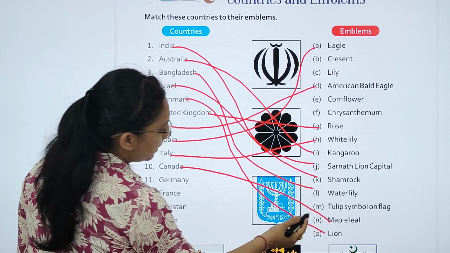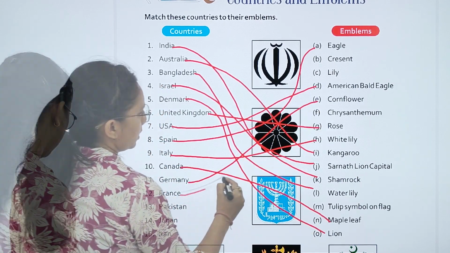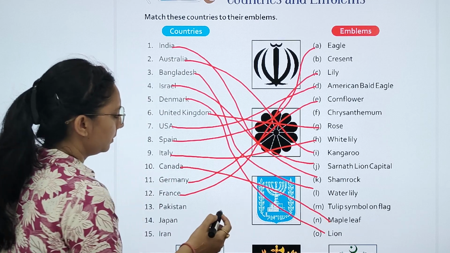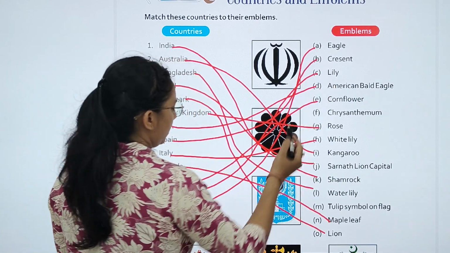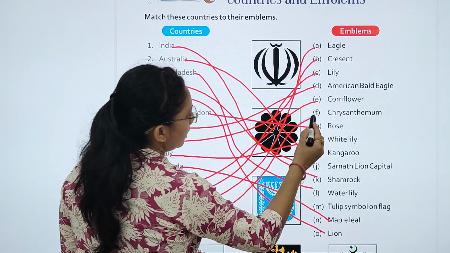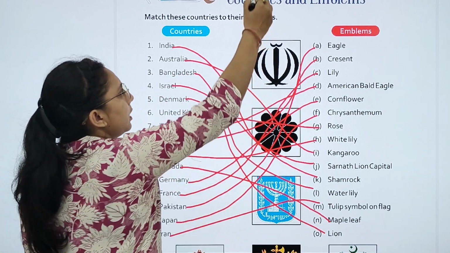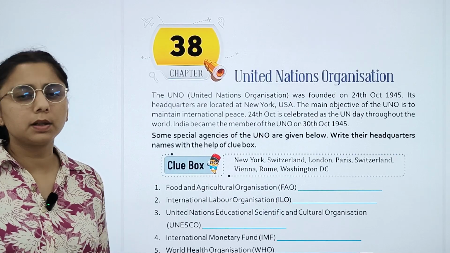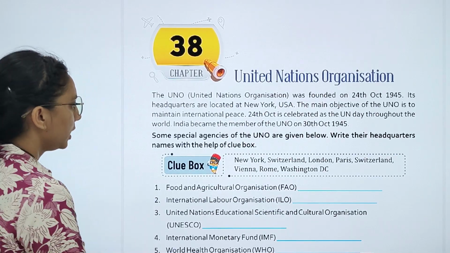Canada, maple leaf. Germany, cornflower. Pakistan, crescent. Japan. और ईरान आपका क्या हो गया? Tulip, symbol of flag. Right? Now move to the next chapter, that is chapter number 38, that is UNO, United Nations Organization.